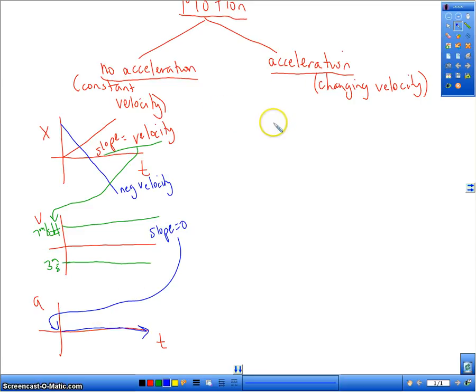When we're accelerating, things get a little bit trickier. All of a sudden the position's changing, but it's not changing at a constant rate. The position's changing and the object is speeding up, so the positions are getting farther and farther away from each other as the time goes on. So when we plot that, that's going to be plotted as a parabola.